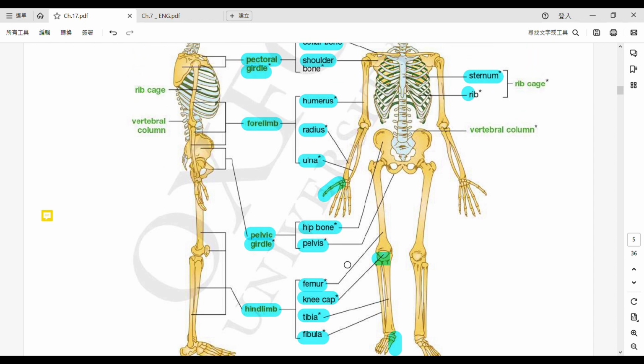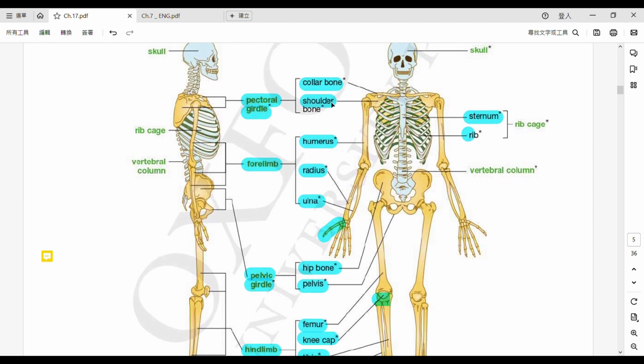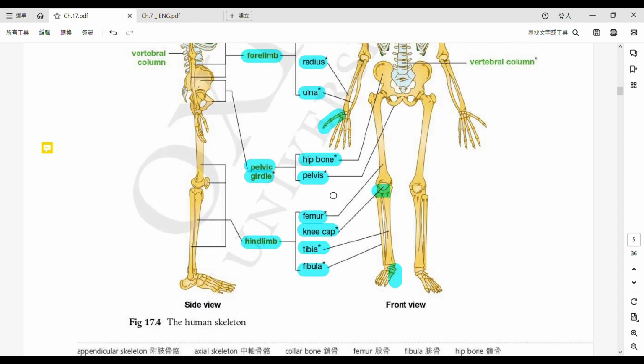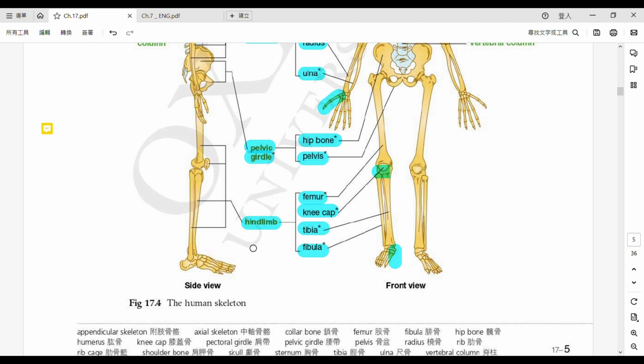So one last time, just repeat it once after me, from top to bottom. The pectoral girdle has the collarbone and shoulder bone. The forelimb has the humerus, the thickest bone, then closer to our thumb, radius, and further away from our thumb, ulna. Pelvic girdle: hip bone, pelvis. Hind limb: above our legs, thickest bone, femur, kneecap, tibia, fibula.